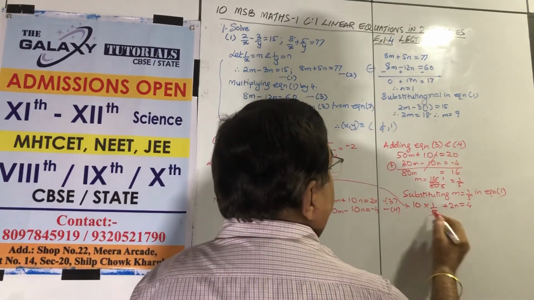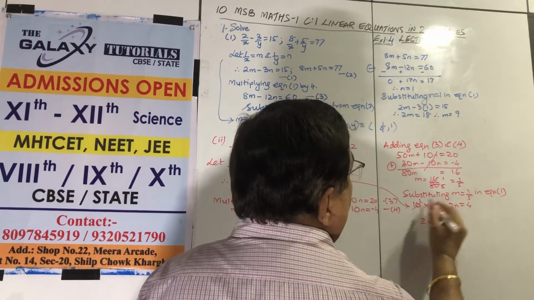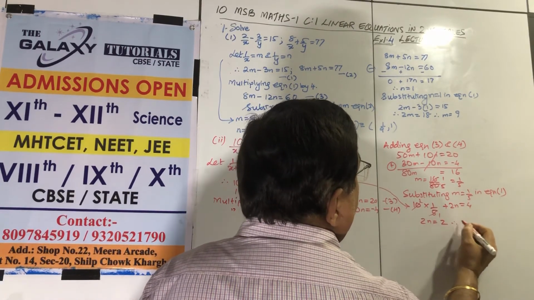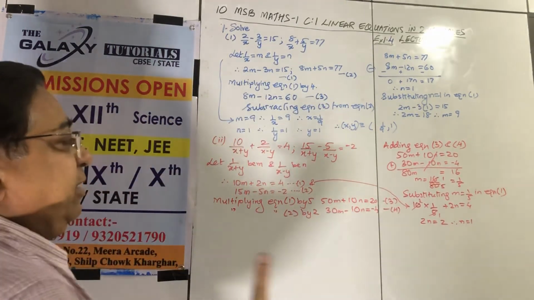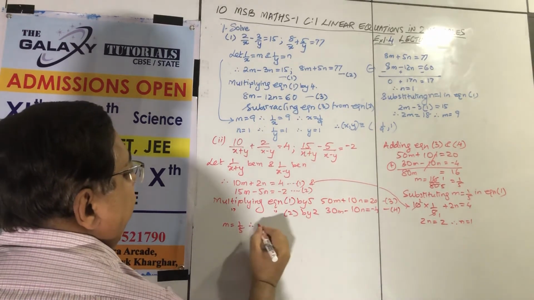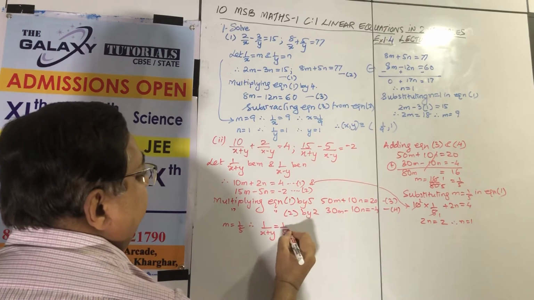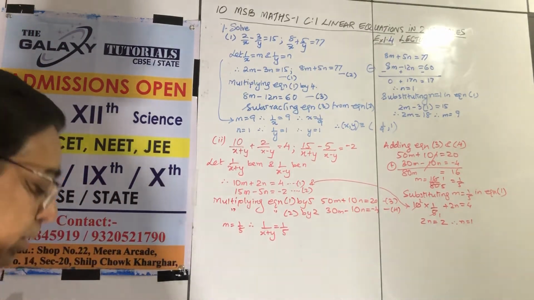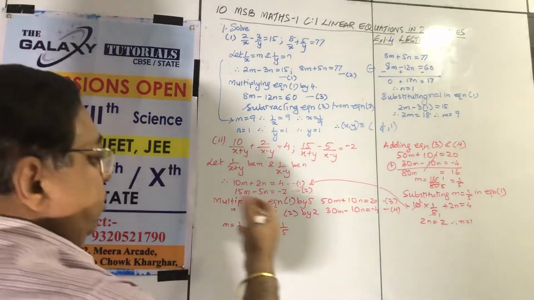5 2s are 10. So 2n is equal to 4 minus 2, 2. Therefore, n is 1. We do not need m and n, we need x and y. m is equal to 1 upon 5. Therefore, 1 upon x plus y is 1 upon 5. Yes, my friends? Okay? Invertendo.